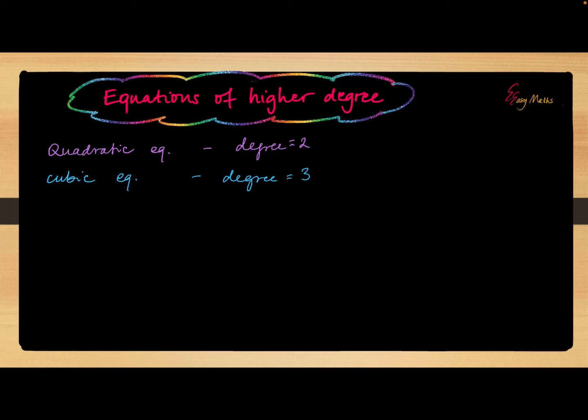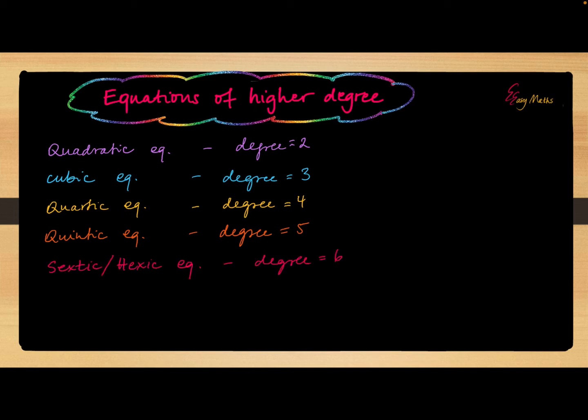And in a cubic equation, the term with the highest power is the cubic expression, x cubed or y cubed, whatever the unknown is. Now, the equations with degree 4 are called quartic equations. With degree 5, they're called quintic equations. Then we have the sextic, the heptic, and the octic equations. And we can go even further. So the power can be even higher.